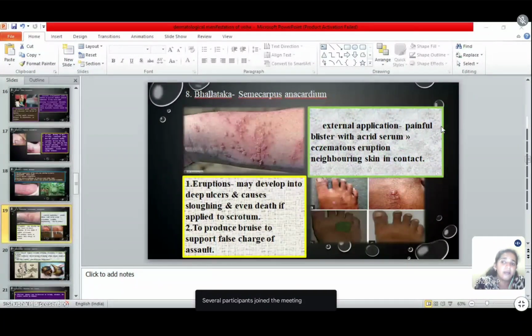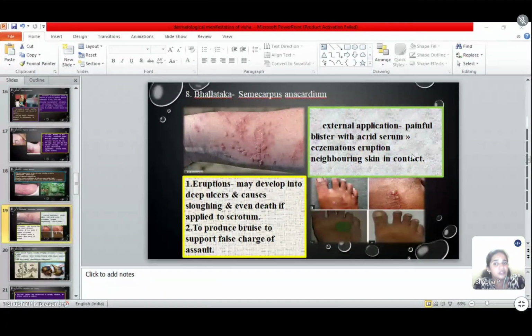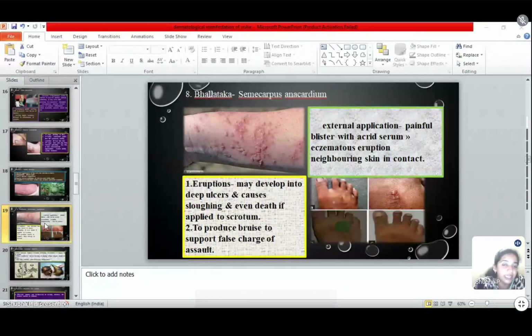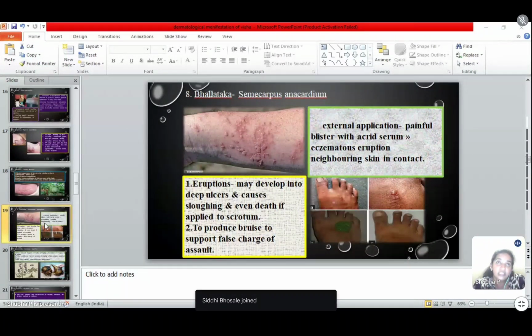So with external application, you generally see painful blisters with acrid serum, eczematous eruptions, and neighboring skin in contact is affected like that. Now, when it is therapeutically indicated, such caution needs to be taken. Some people try this in a case of leukoderma, tail application to cause repigmentation, not depigmentation. There again, such cautions need to be taken.